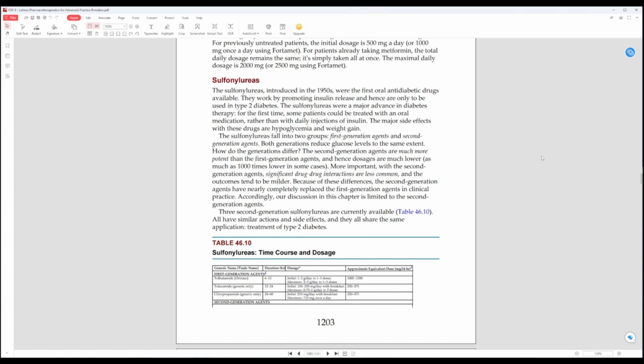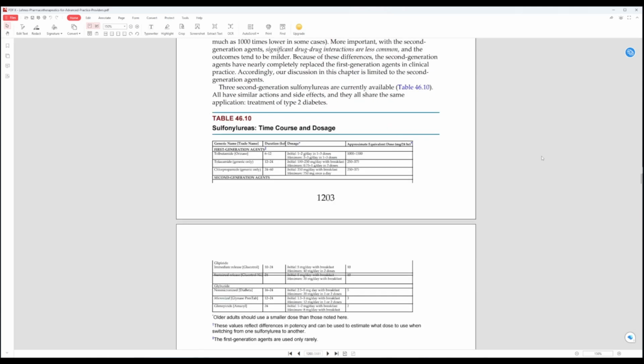Three second-generation agents are currently available. All have similar actions and side effects and all share the same application. So you'll see these here on the following table. A good spot to hit pause.